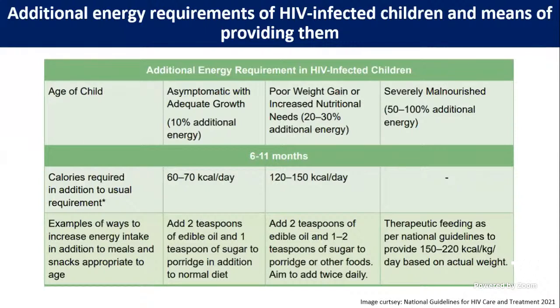So this slide is just showing what we can do. I think there are several such slides. I will not go through the entire block, but will broadly tell you what we can do to improve the energy intake of these children. There are 4 columns here. Age is in rows here. And there are 3 groups: asymptomatic children who require 10% additional energy, poor weight gain who require 20 to 30% additional energy, and severely malnourished children who require 50 to 100% additional energy.